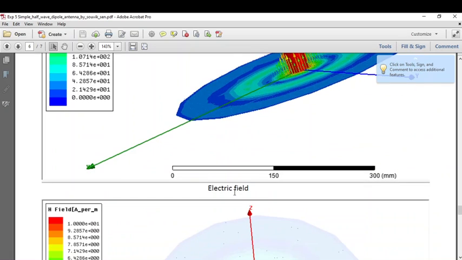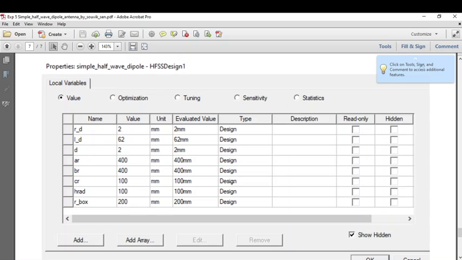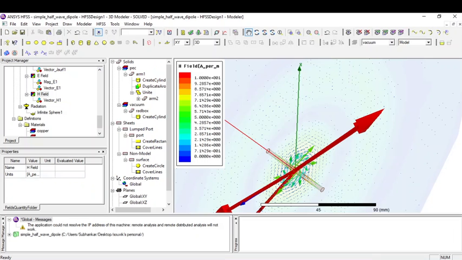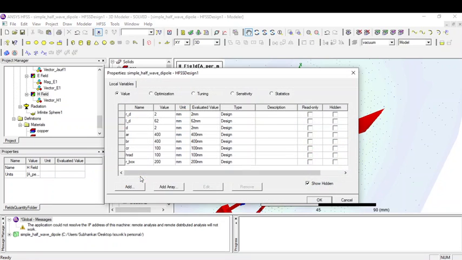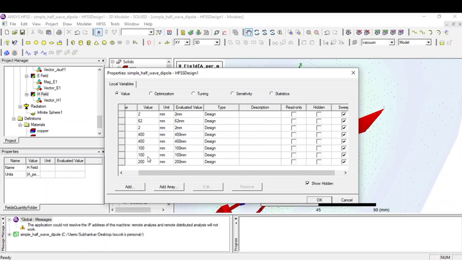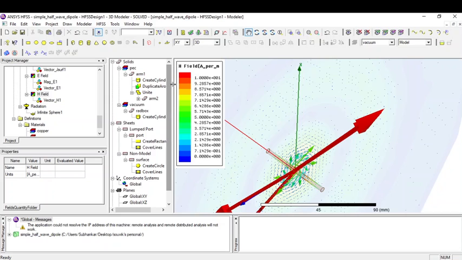So all these can be included in our laboratory report. We can also include the dimensions by going into HFSS and selecting design properties, and we can see all the design properties like RD, LD, D, AR, PR, CR, HRED, RD box, which have their user names.